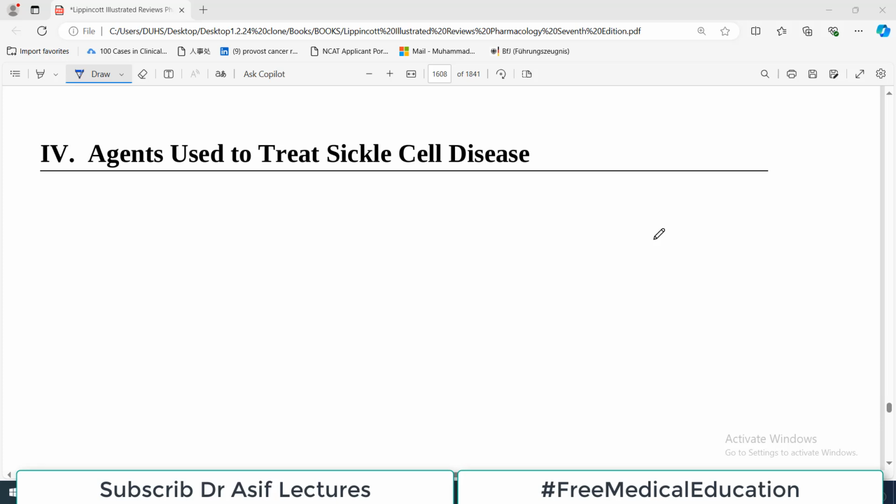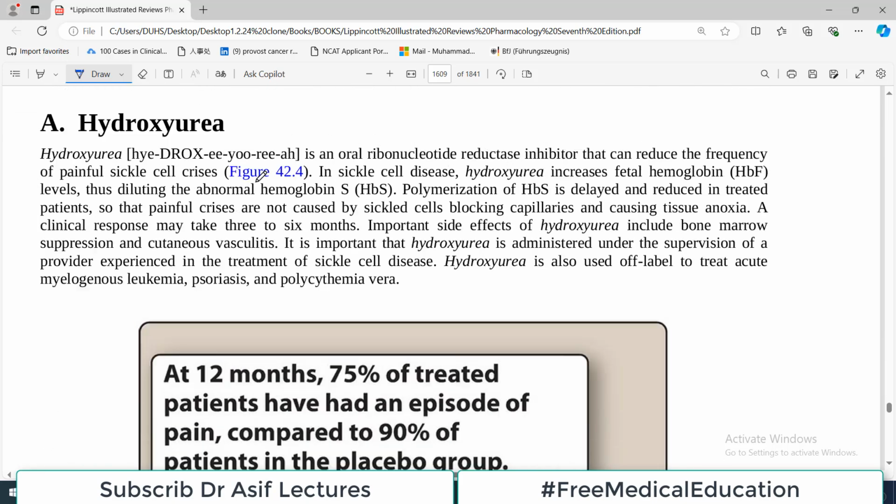We are doing drugs associated with anemia treatment, and we have already talked about specific drugs जिससे हम anemia को treat करते हैं, and then we also talked about those drugs जो neutropenia के लिए use होती हैं. And now we will finish off the chapter by discussing the drugs which are used to treat sickle cell disease, right? So let's begin our discussion.